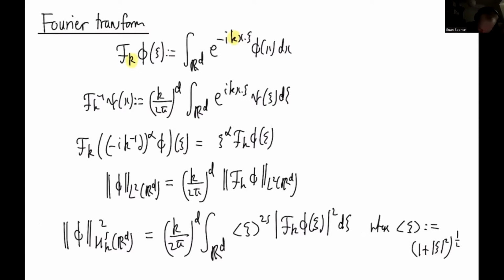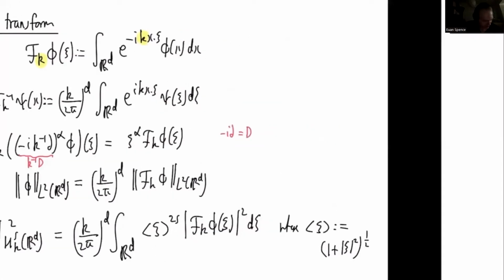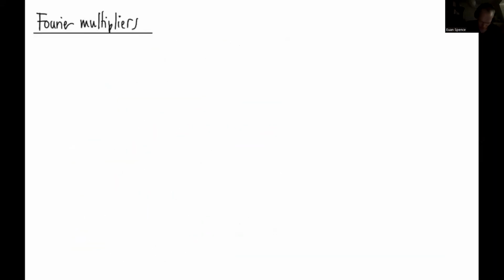Again, very standard. I want to call minus i partial derivative equal to capital D. Because then this is k inverse D, and it goes to psi to the alpha. So again, this is standard. I hope you've seen this before, or I'm sure you've seen this before. So now I'm going to define a Fourier multiplier.